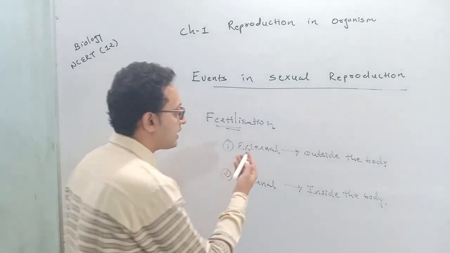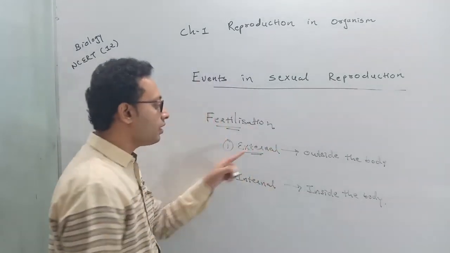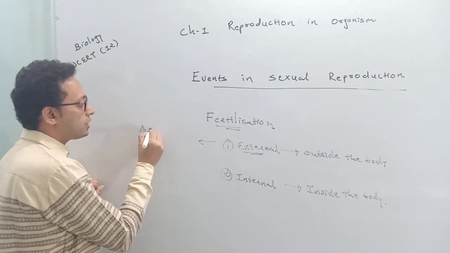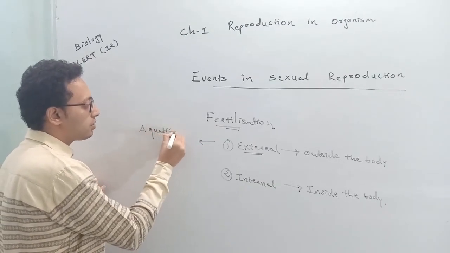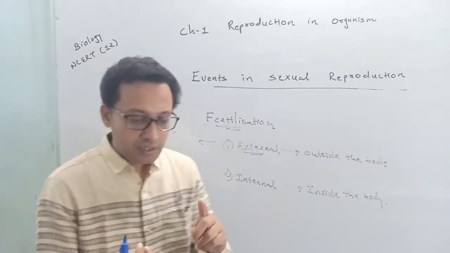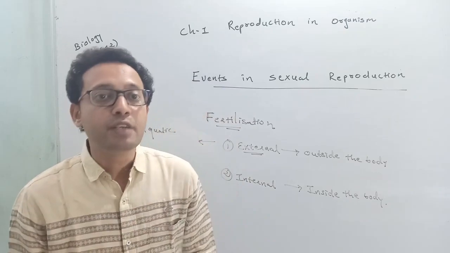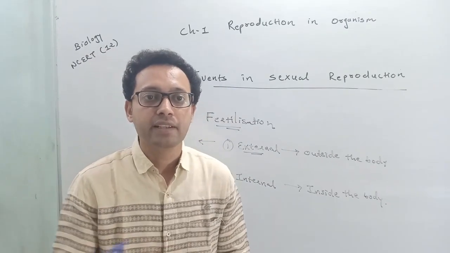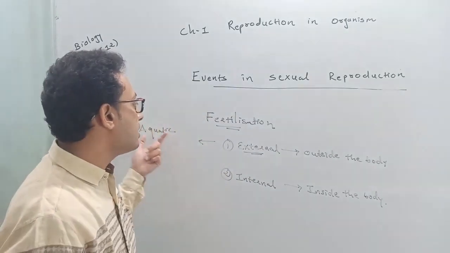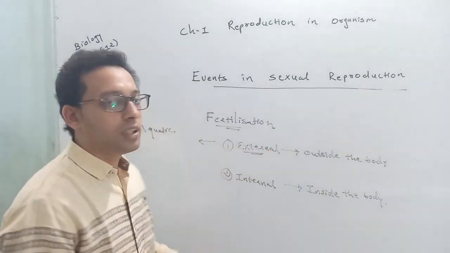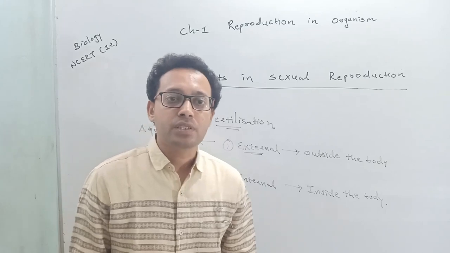Let's start with external fertilization. This external fertilization is more common in aquatic organisms, for example fishes, algae, or you can say amphibians, those who live in both land and water. In such kind of cases, external fertilization takes place. These are all aquatic organisms, fishes. So what happens?